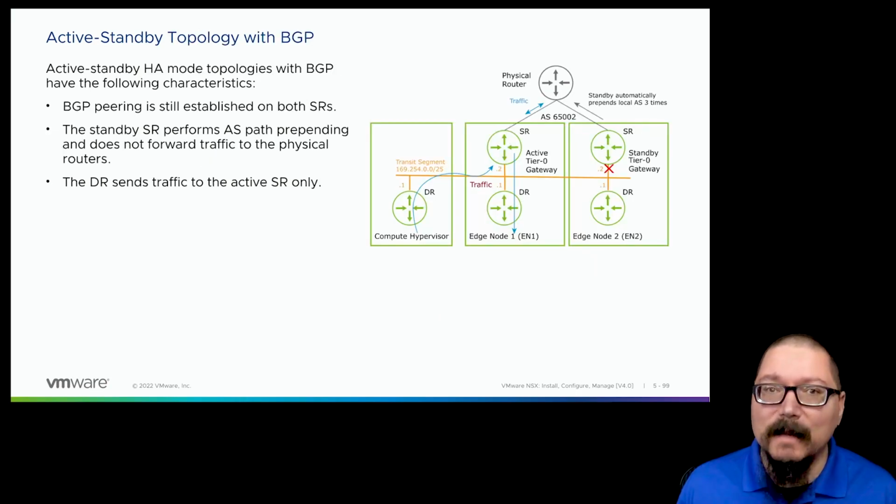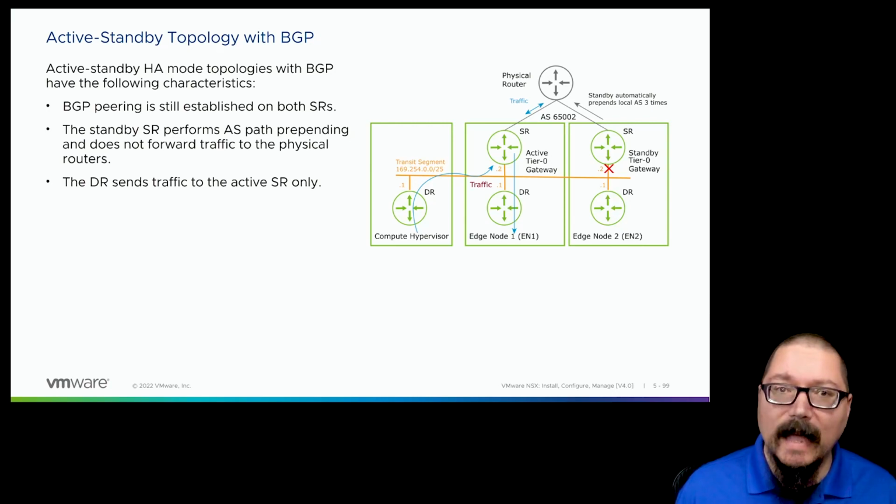Now, with dynamic routing, we've got to take a couple of things into account when we're thinking about the broader picture of active standby gateways, right? One of those things is that we can't forward traffic from a distributed router to the standby service router because the standby service router's intra-tier transit link interface is non-forwarding, right? It's essentially disconnected.